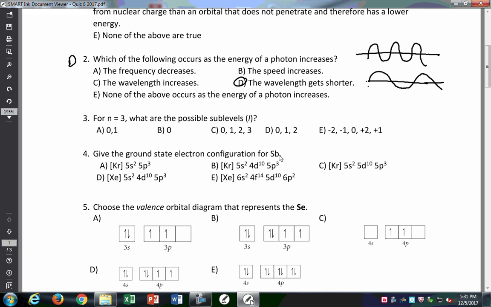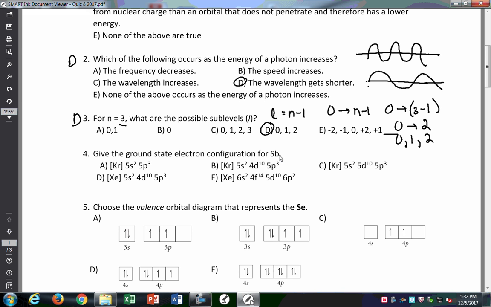Okay, so for n equals 3, what are the possible sublevels for L? L can be from 0 to n minus 1. So if n is equal to 3, that means L can be from 0 all the way to 3 minus 1, so 0 to 2. That could be 0, 1, and 2. So that's D.